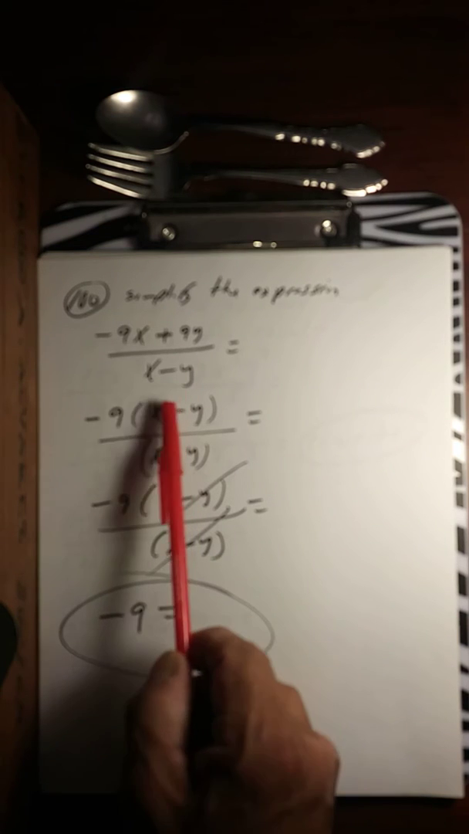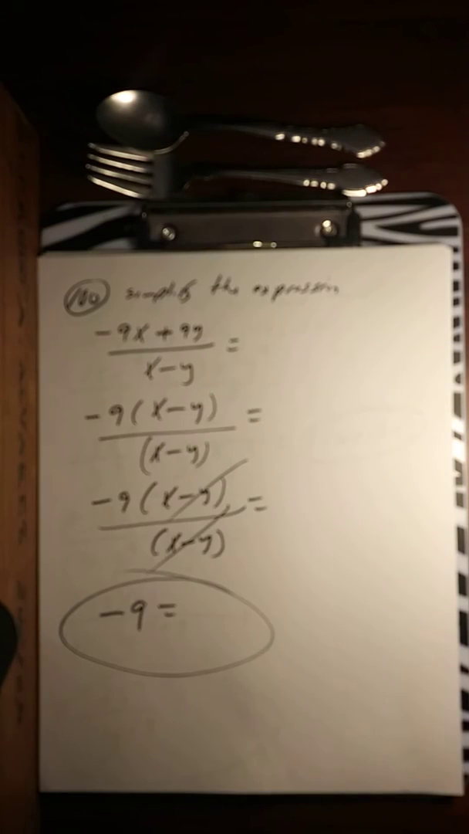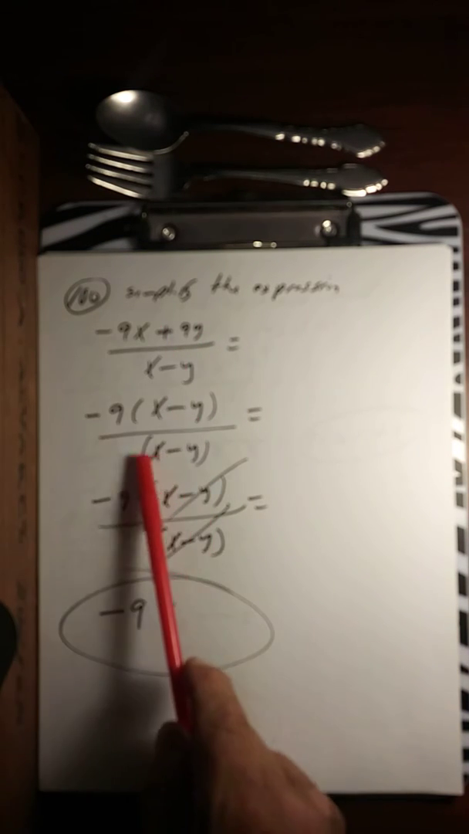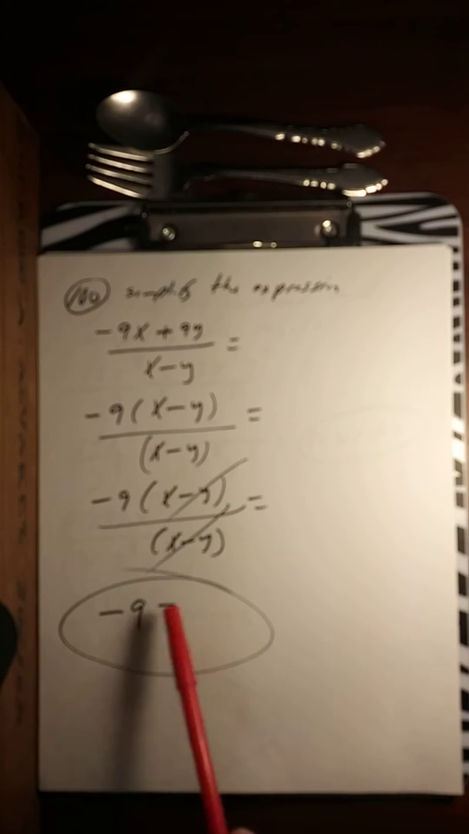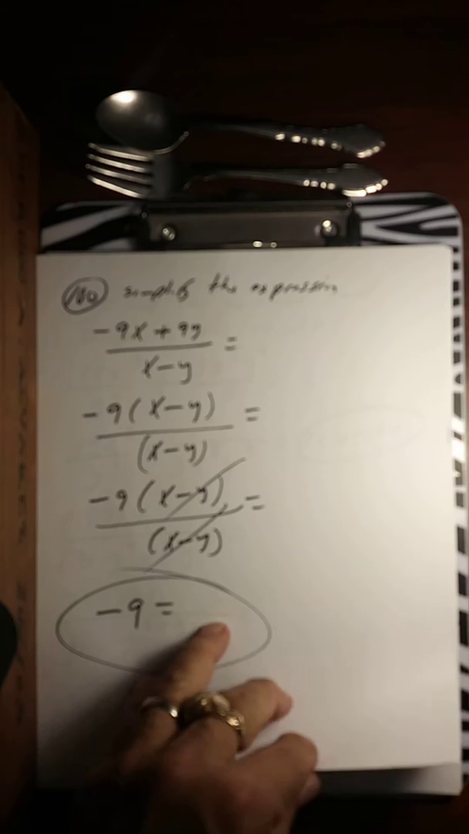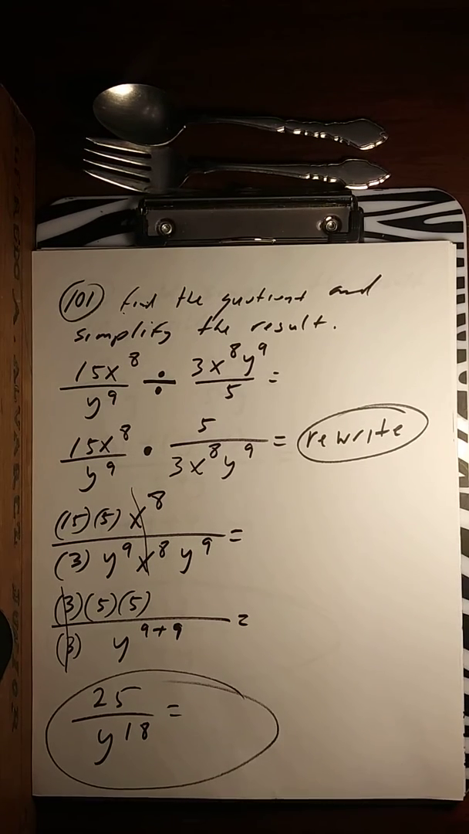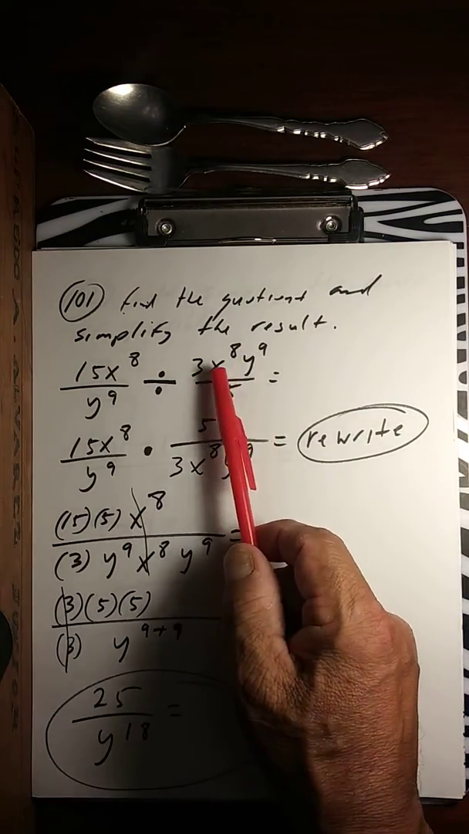Simplify this, factor out negative 9. 9 times that is negative x, and negative times that is a, yep, that times that is positive, that times that is negative. So now we have x minus y matches exactly, so these are gone, so we have negative 9 left over. So now we have the quotient, 15x^8 y^7 minus y^9, divided by this.